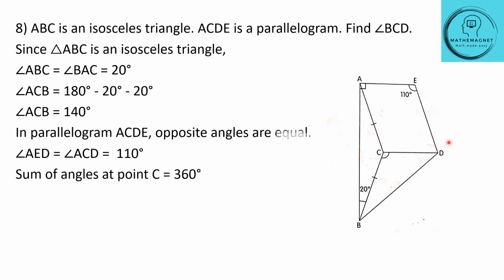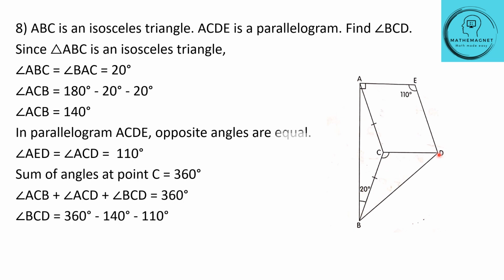Now, sum of angles at point C. This is the angle that we are asked to find. Now this is a point and you have three angles. You have ACB, you have ACD, and you have BCD. Now you know two angles, we need to find the third angle. And we know sum of angles at a point C will be equal to 360 degrees. So ACB plus ACD plus BCD will be equal to 360 degrees, and BCD will be equal to 360 minus 140 minus 110, which will be equal to 110. Now the unknown angle BCD is equal to 110 degrees.